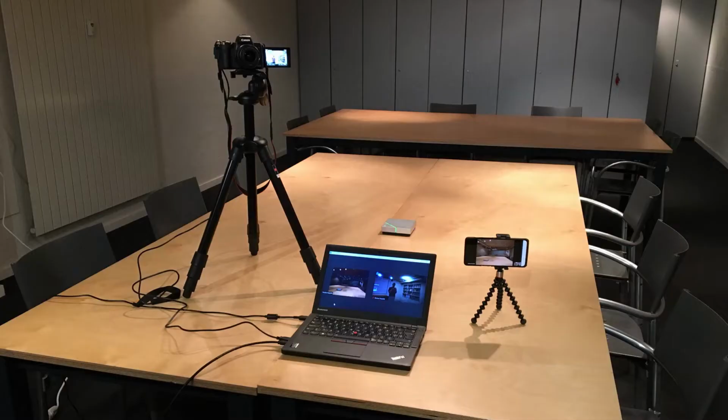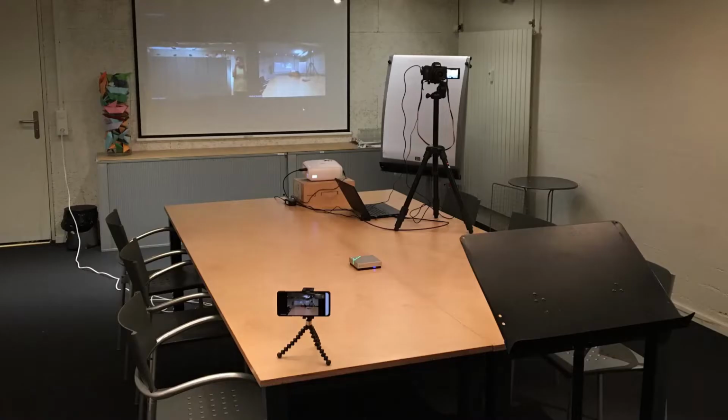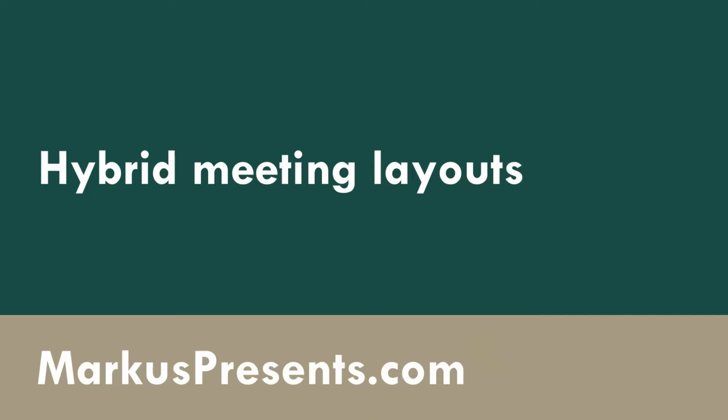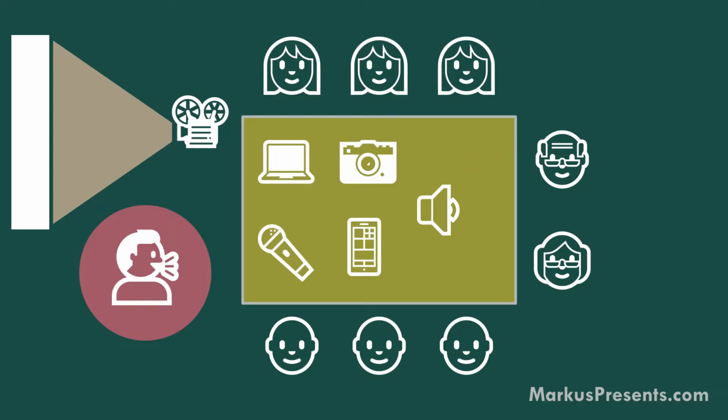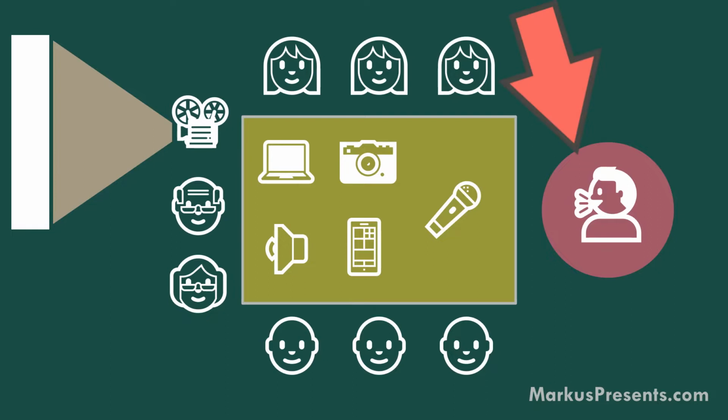In this video, you will learn 2 ways to set up your room for a hybrid meeting. A hybrid meeting has participants both in the room and online at the same time. Specifically, we're going to compare a compact layout where the presenter is next to the screen and a split layout where the presenter is on the opposite side of the room.